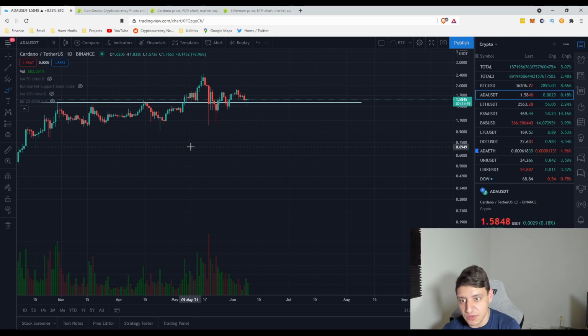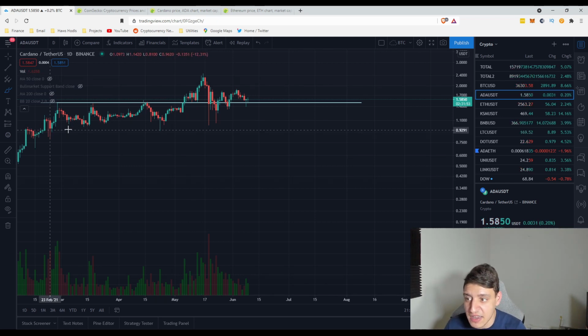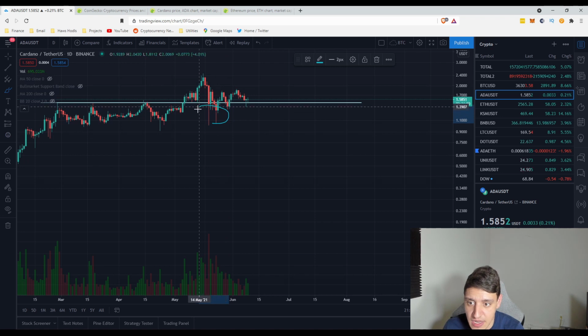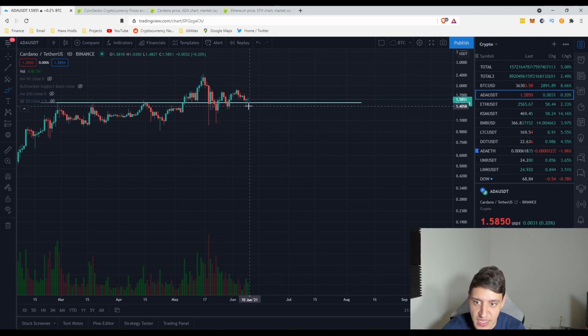However, I do think if we do lose this $1.50, it's going to be a temporary setback, maybe a week, maybe a day, whatever it may be. We may even just get one of these wicks, one of these bad boys down here. We may get something like that really dipping down, but really I'm not terribly worried about where Cardano is going in the near term.